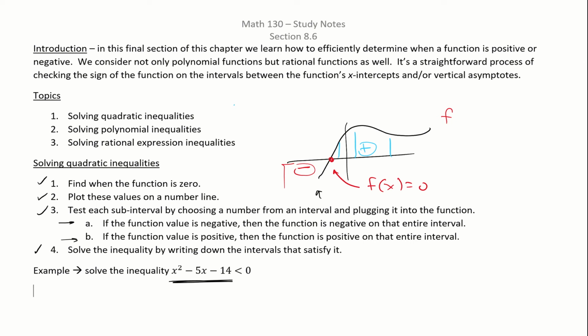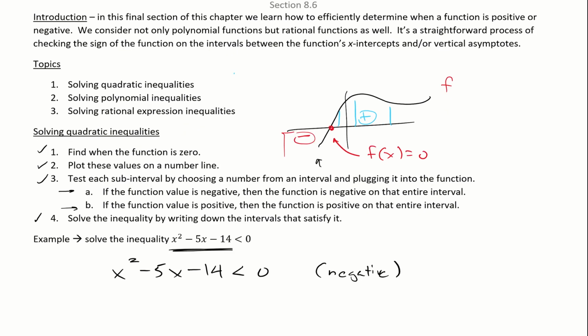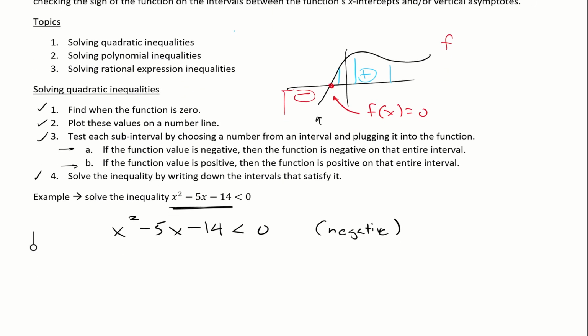So what I tell students to do, we're going to work on this one now. We're going to do 3 or 4 examples. I think 4. x squared minus 5x minus 14. When is it less than 0? That is negative. Do you see why I'm writing negative there? It's less than 0. That's our question.